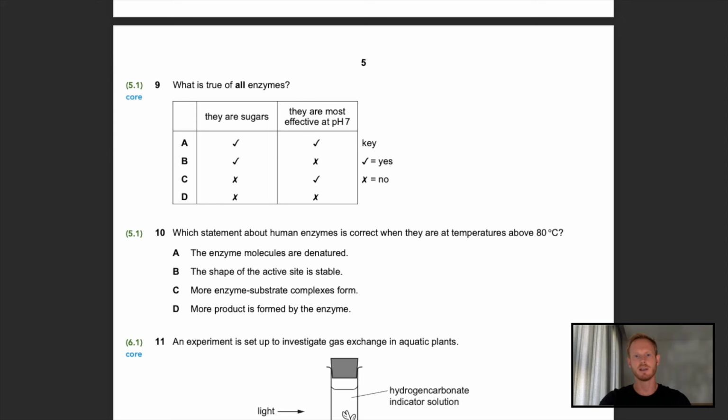The other statement is that they are most effective at pH 7. Now, although many enzymes are most effective at pH 7, not all are. For example, pepsin, which breaks down protein in the stomach, functions best at around pH 2. So both of these statements are incorrect, meaning the answer we're looking for is D.